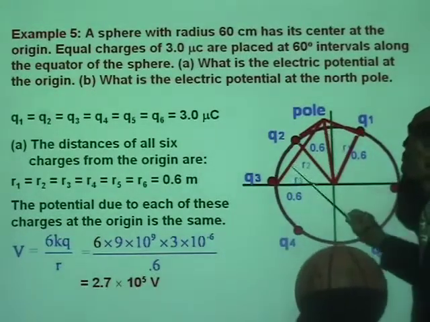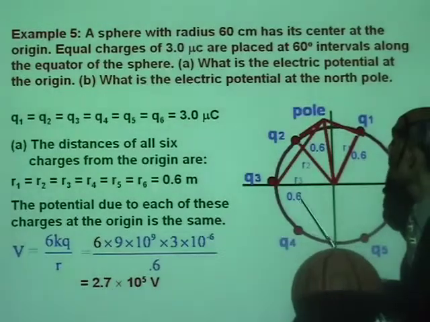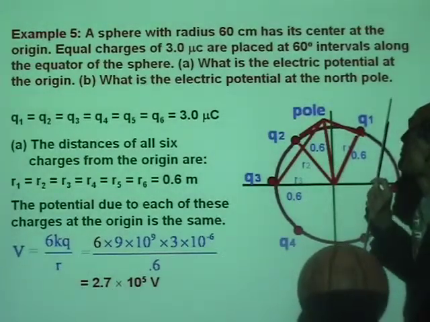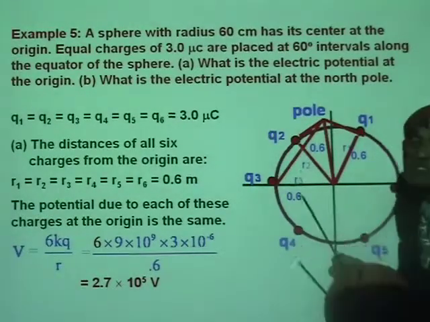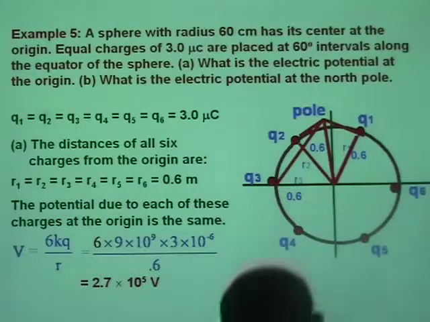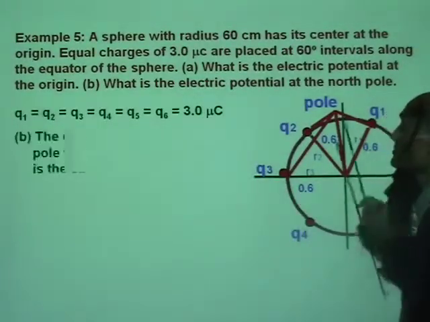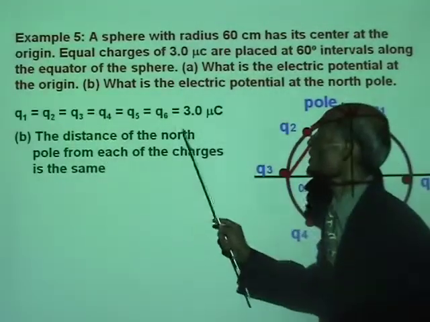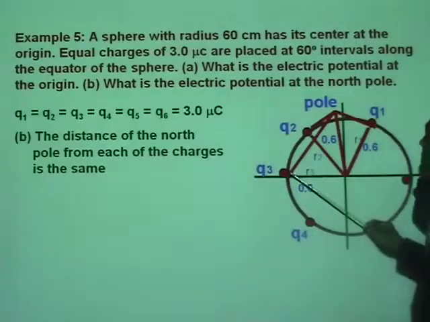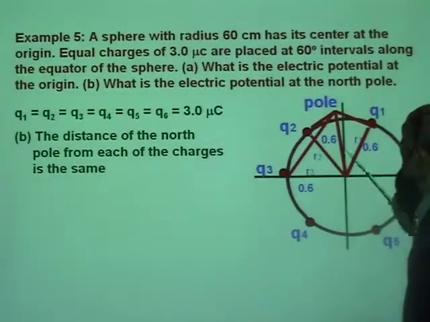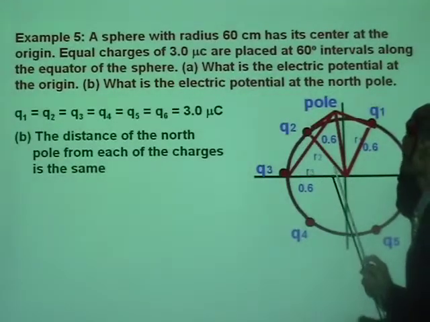Therefore, what is that distance, the hypotenuse? It is square root of 0.6 squared plus 0.6 squared. And that is the distance of the pole from each of the charges. Once you understand that, the problem becomes easier. Again, all the charges are the same. The distance of the North Pole from each of the charges is the same, namely that distance, which is the hypotenuse of this right triangle.